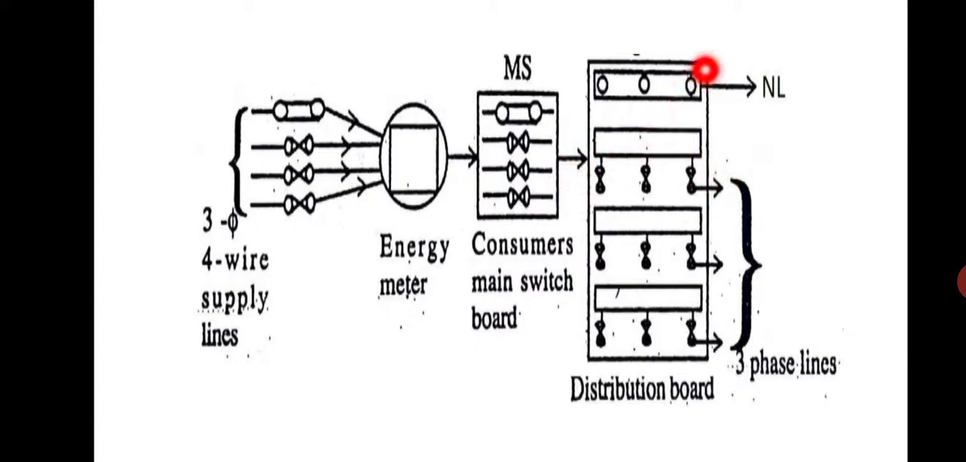Why do we need a neutral link? From this distribution box, if you need only single phase, then you can take one phase here and use one neutral link, so you will be getting a single phase supply. So that is the distribution board. This distribution board can be used to supply single phase and 3-phase also. So 3-phase is R, Y, B, and this one is neutral.